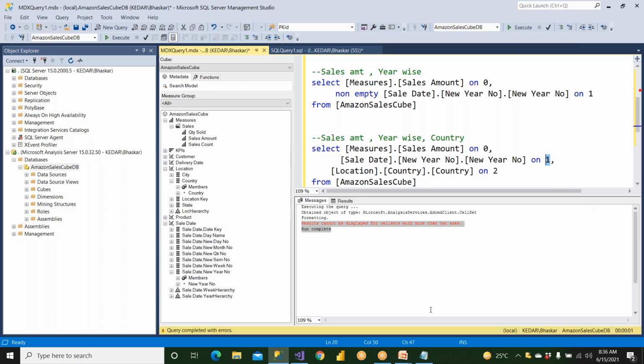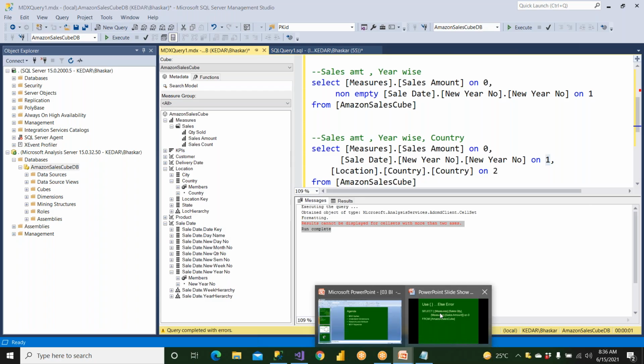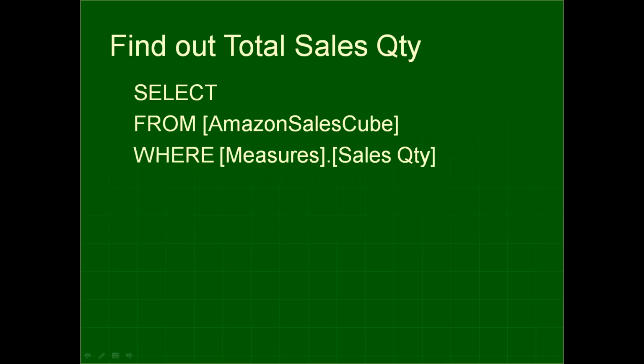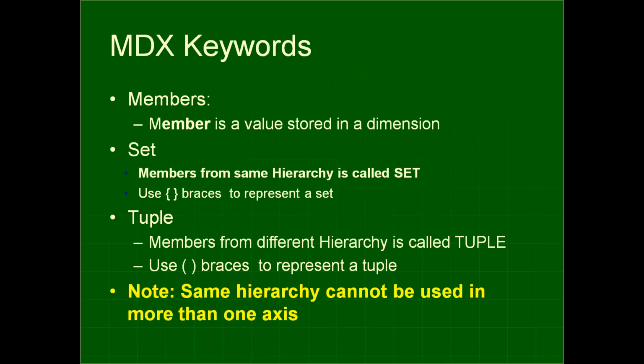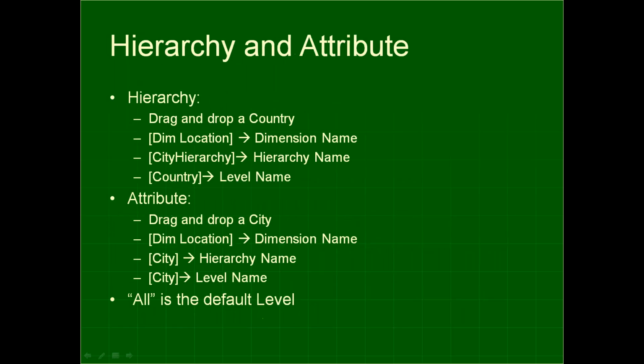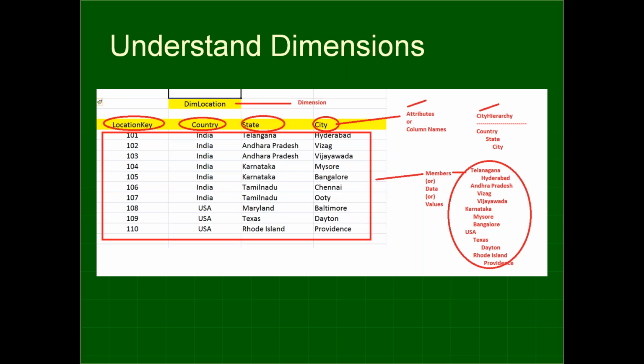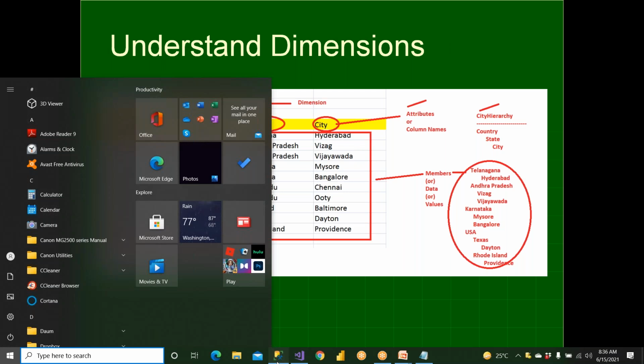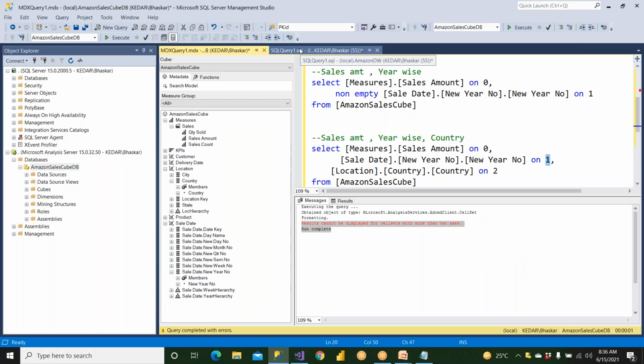Those bags are called set and tuple. Clear? So that is the need for set and tuple. So what is a set? What is a tuple? What is a member? That is what we're going to understand now. Okay. So what is a member? Member means, let me tell you, this is my table. Okay. So what is a table? So I'll show you. Let me go to my data warehouse.